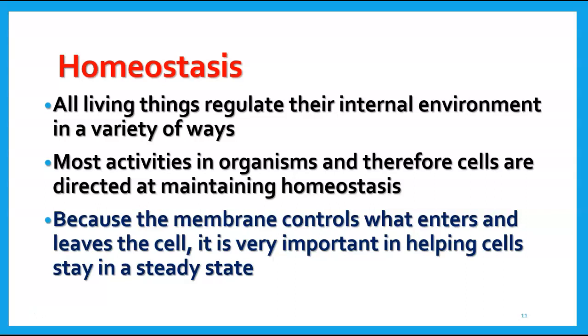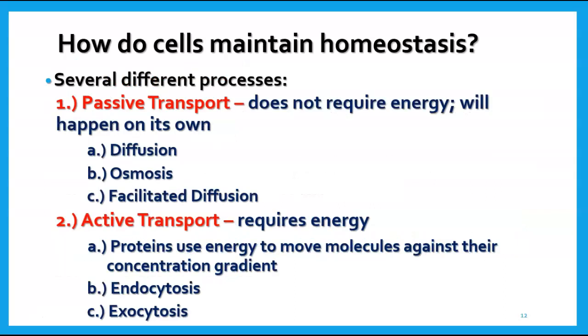The thing that you need to realize is that most activities in organisms, and therefore in their cells, are directed toward maintaining homeostasis, okay? And because the membrane is in control of what enters and leaves the cell, it does a very important part of that job in helping cells stay in a stable, steady state all the time. And so we're talking about moving things into and out of the cell and controlling that, which is what the membrane does. So how do cells do that?